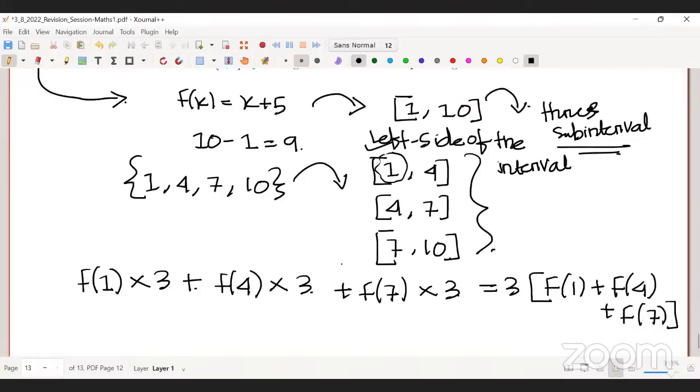And now you can compute, right? What will be the total sum? Yes, probably 81. So this left Riemann sum is clear, right? How we are getting the left Riemann sum of a function.